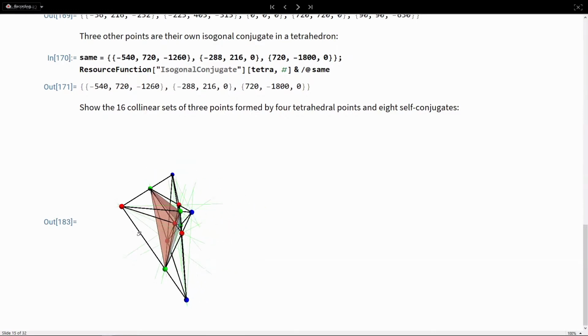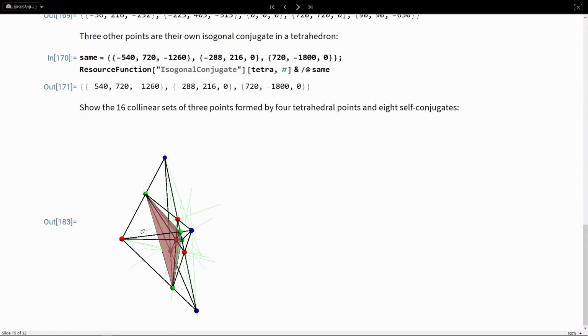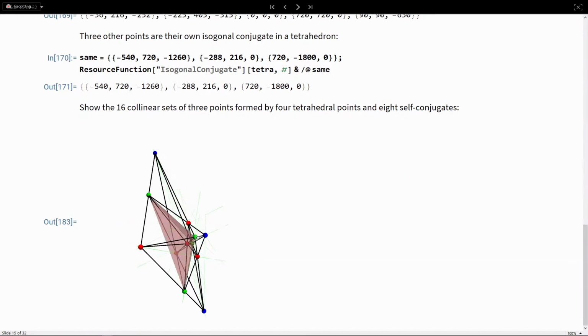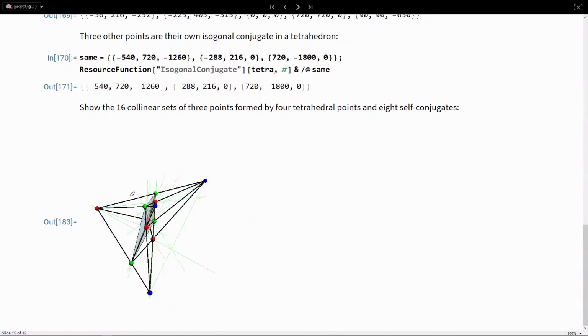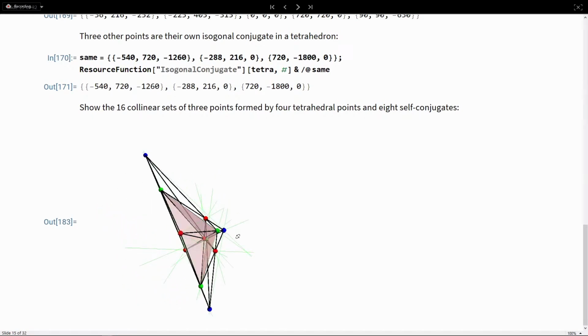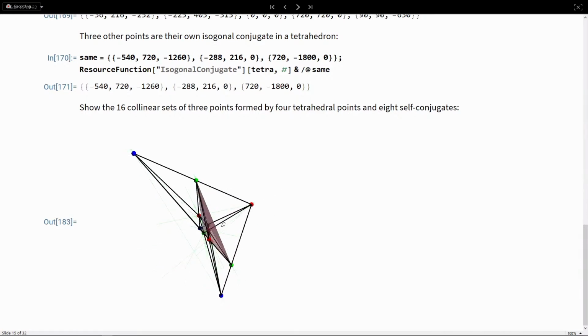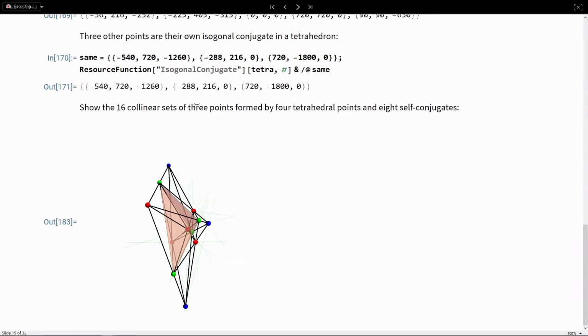And it turns out I've added black lines. They line up curiously. This green point, this red point, and this blue point are all on a line. And I've added lines for all the places where 3 of these points form a line. They make this curious structure for any tetrahedron.